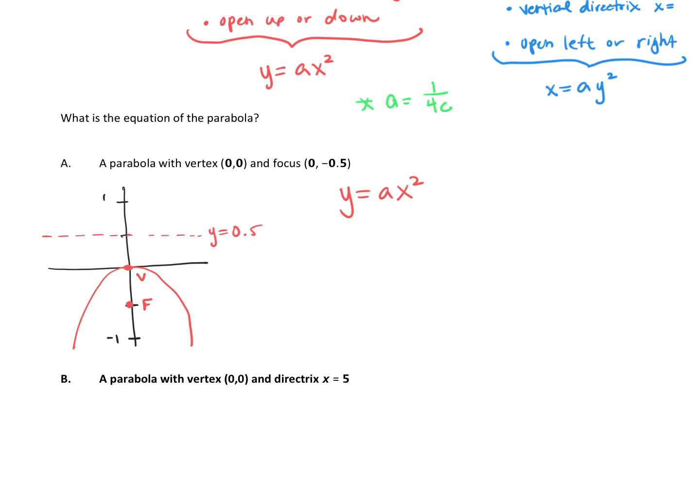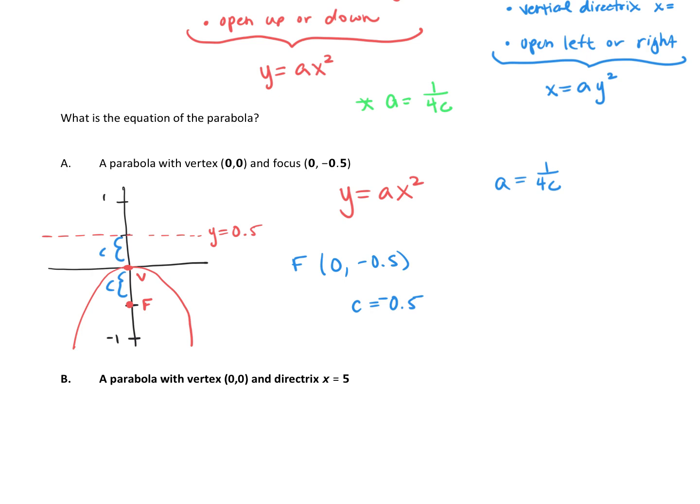Just above we said that a is equal to 1 over 4 times c. So this is c and this is c. When your vertex is at the origin, the c value comes right from your focus. Your focus is 0, negative 0.5. The c value is a negative 0.5. We had to go down 0.5 to get to the focus, so a negative 0.5.